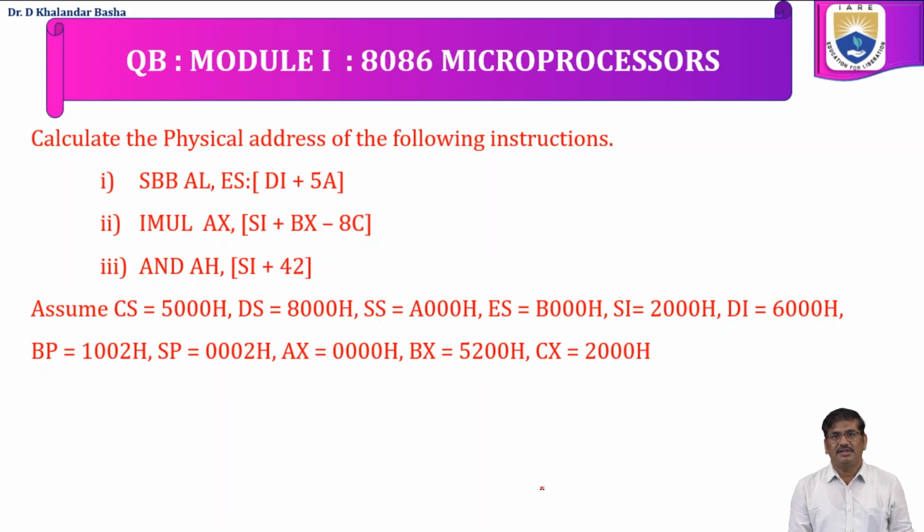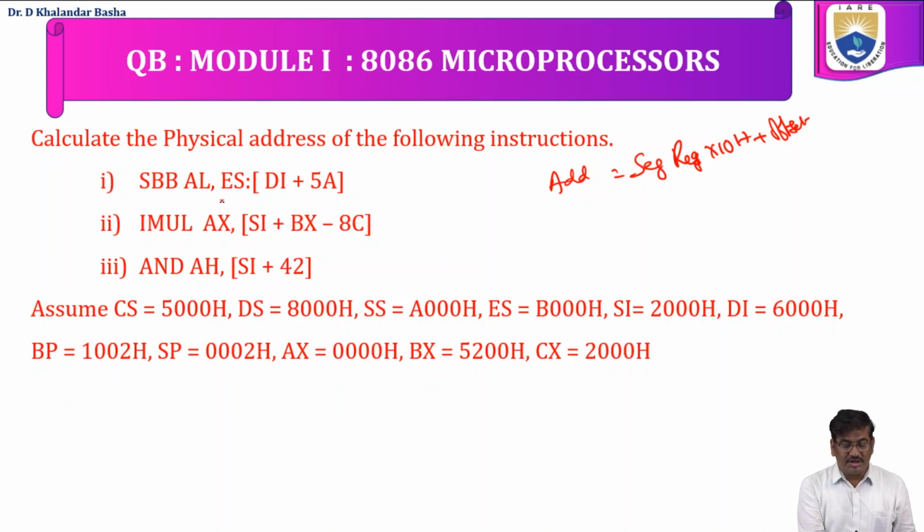The physical address or effective address is generated by the formula: the segment register contents multiplied by 10H, to which we add the offset. By this we can generate the physical address, which is of 20-bit size, for the following instructions.